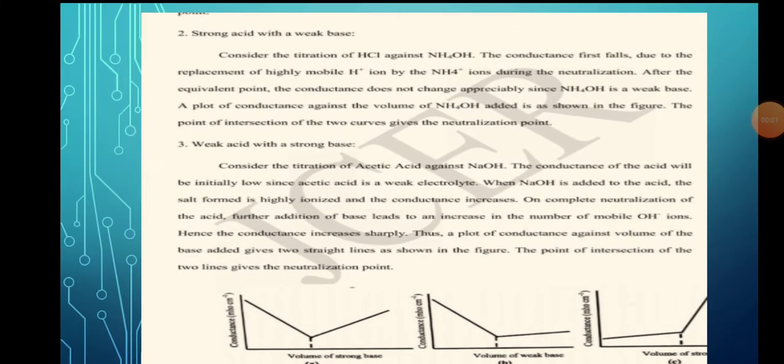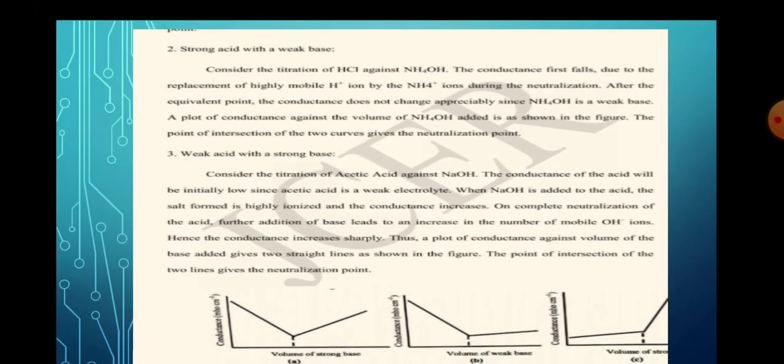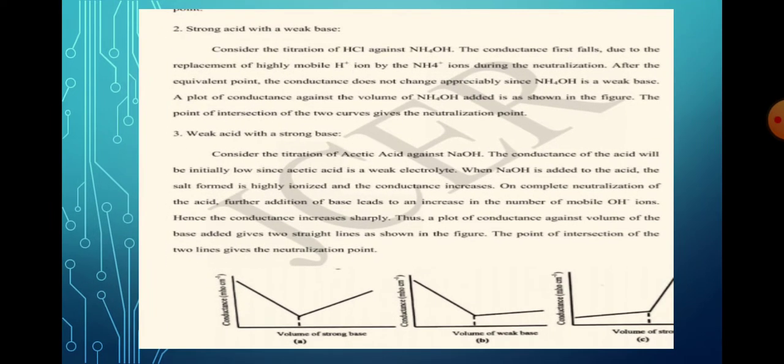Next, we are to study strong acids with weak base, that is considered as titration of HCl against NH4OH. HCl is a strong acid, and NH4OH is a weak base. First we have to look at the diagram, a plotted graph of this experiment. During neutralization, when acids and bases react with each other, they form water and salt.